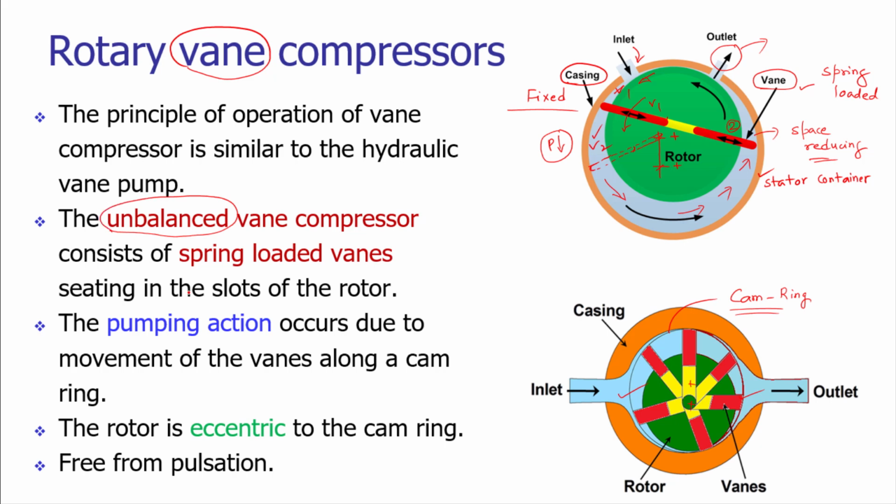The balanced vane compressor is also available. The construction and the working is very similar to the balanced vane pump which we have seen in our previous class. The advantage of the rotary vane compressor is that they are free from the pulsation. They are free from that pulsating action which is obvious in the reciprocation type compressor.